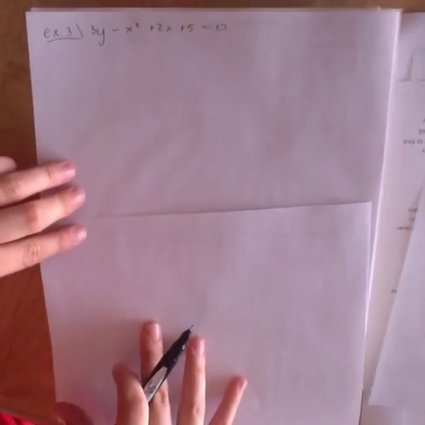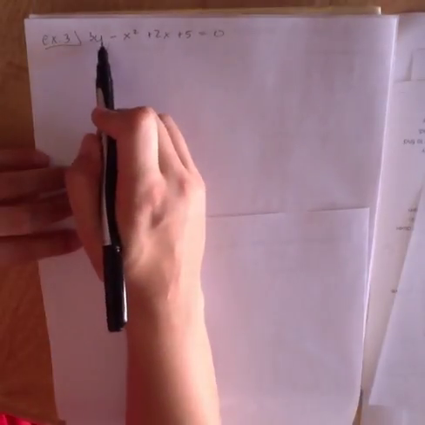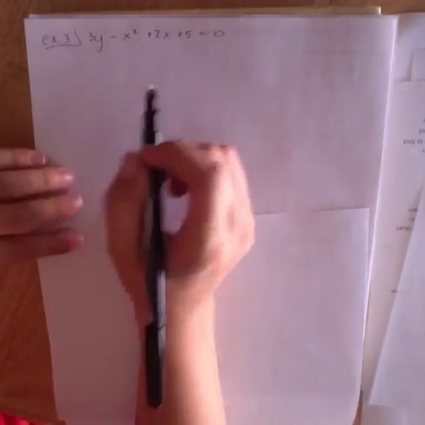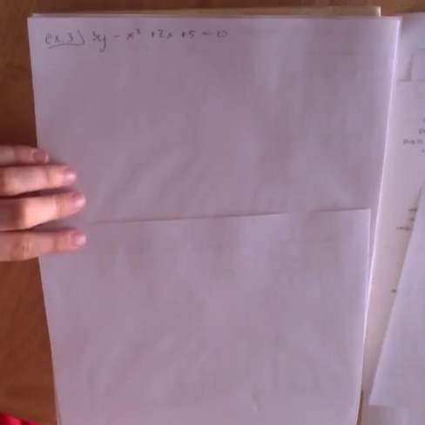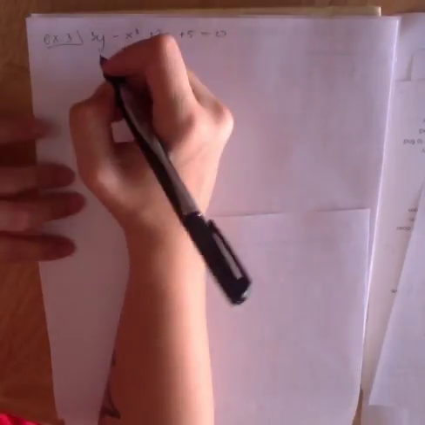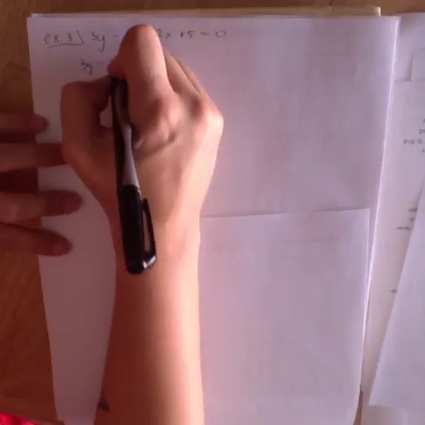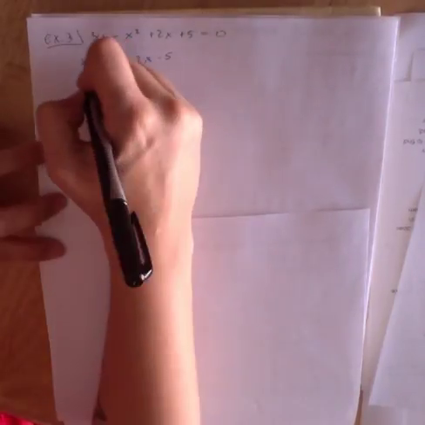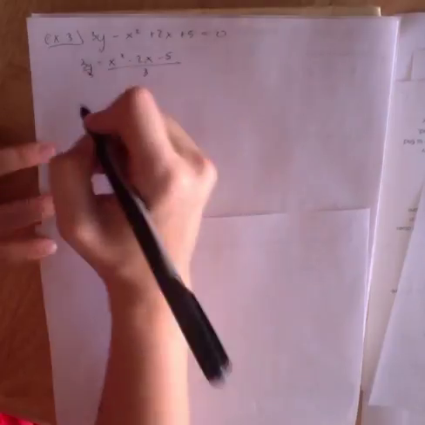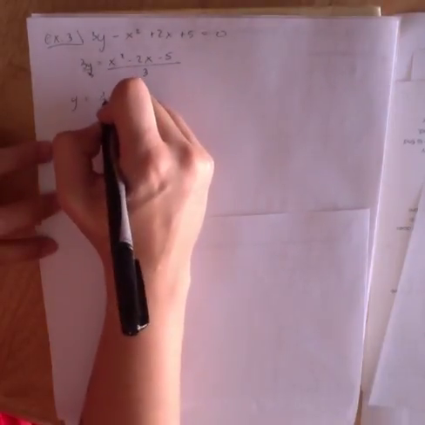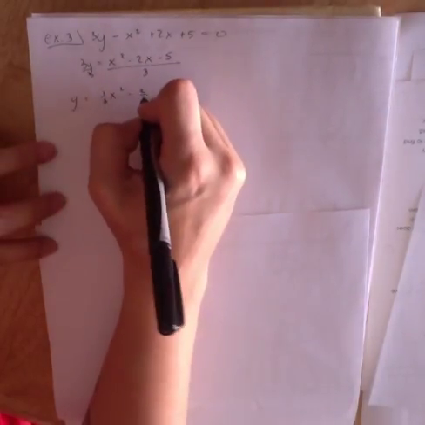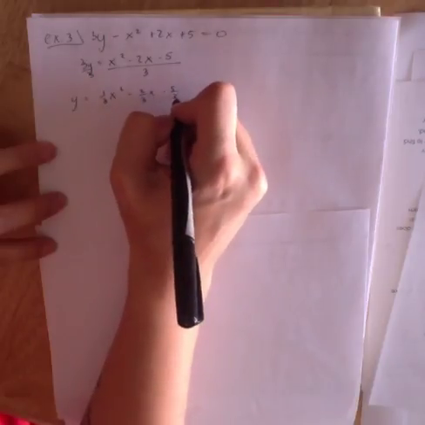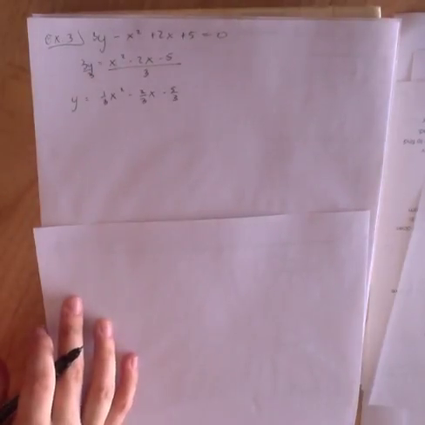Okay, so here's my equation. I have 3y minus x squared plus 2x plus 5 equals 0. Okay, the first thing I want to do is isolate y. So I'll get 3y is x squared minus 2x minus 5. And I'm going to divide everything by 3. So I get y is 1/3 x squared minus 2/3 x minus 5/3.